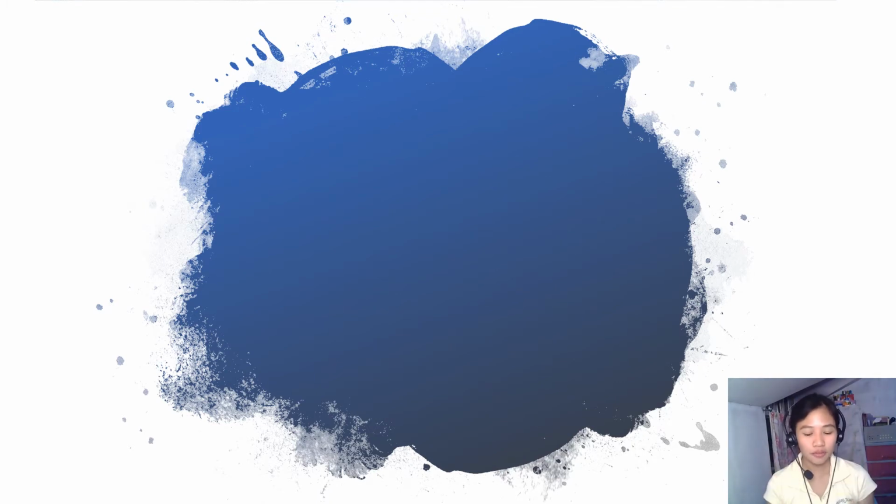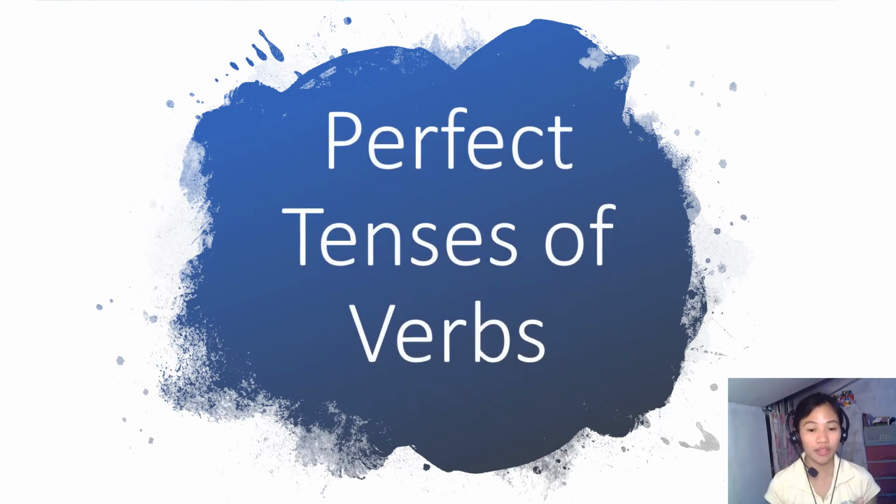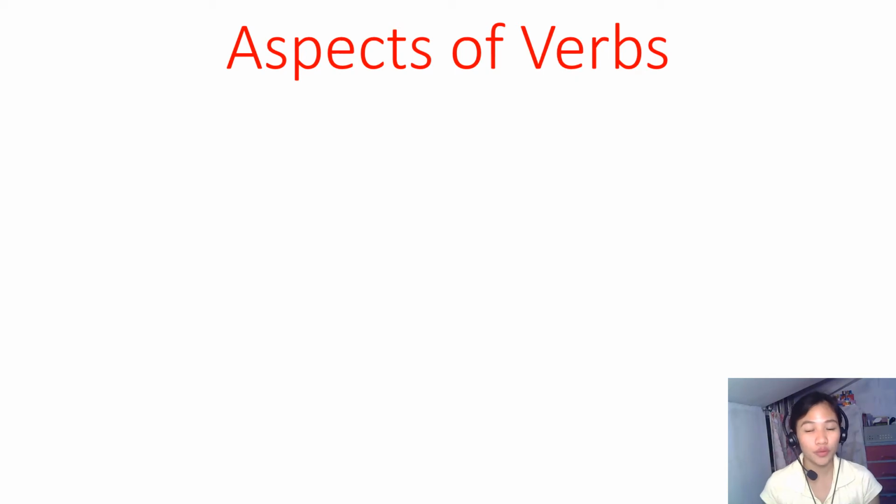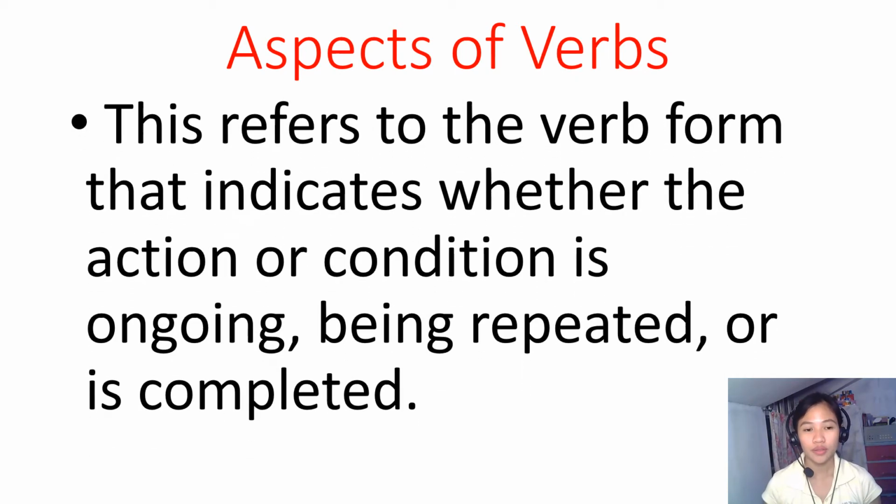So for today, we are going to learn the perfect tenses of the verb. But before that, let us first know the aspects of verb. What are the aspects of verb? This refers to the verb form that indicates whether the action or condition is ongoing, being repeated, or is completed. Again, aspects of verb talks about the verb form, whether it happens, it will happen, or it already happened. Okay?